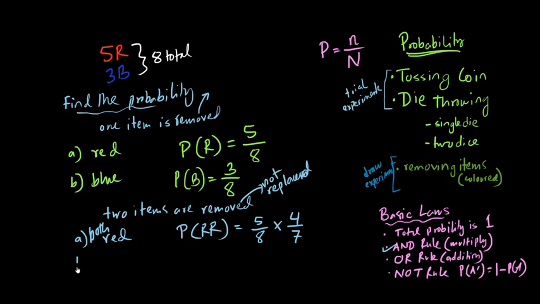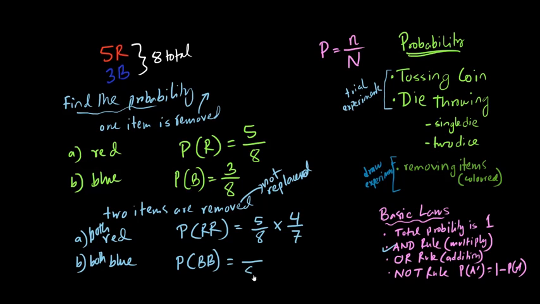Okay, now the next question. Suppose the next question is both blue. So both blue means blue and blue. The first one is blue and the second one is also blue. This one also has no permutation, meaning no ordering is necessary. Capital B means blue, and writing another capital B beside it means you're using the AND rule: blue and blue.